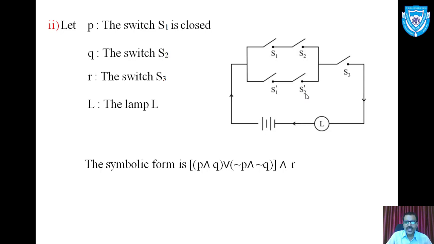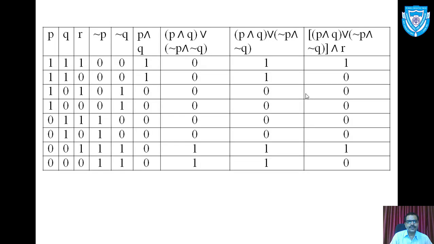So putting these 2 loops in close brackets, they can be connected with the third loop by using the logical connective AND. Finally, the logical compound statement or proposition of the switching circuit is (P and Q, or negation of P and negation of Q) and R. Now you can study this truth table. You observe it carefully, you can understand it.